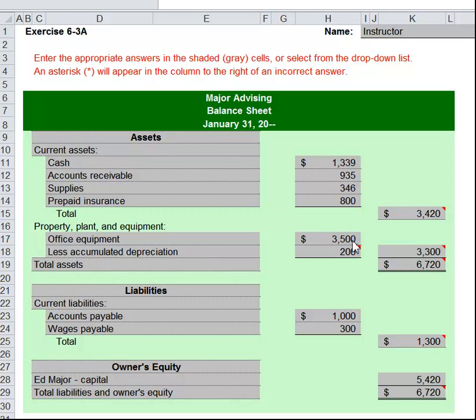So remember when we learned depreciation, office equipment is always recorded at its cost. And then we subtract the accumulated depreciation, which is the balance of the total amount that we have accumulated so far, and we get our carrying value or our book value on the books. So even though we paid $3,500 for it, we've depreciated or allocated part of that cost. And so now it's worth $3,300 on our books, and we add that together and it gives us our total assets. The balance of our accounts payable and wages payable are recorded, and then we get a total.